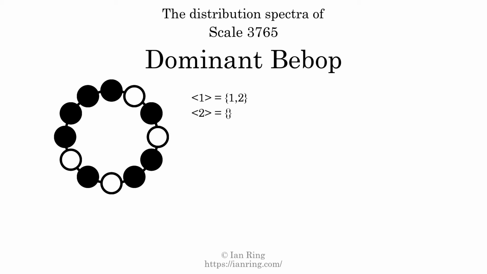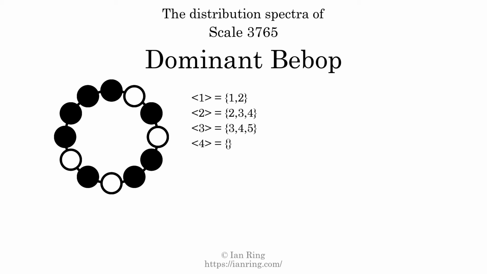The generic interval of two scale steps comes in three different specific interval sizes: 2 semitones, 3 semitones, and 4 semitones. The spectrum width of this generic interval is 2. The generic interval of 3 scale steps comes in 3 different specific interval sizes: 3 semitones, 4 semitones, and 5 semitones. The spectrum width of this generic interval is 2.